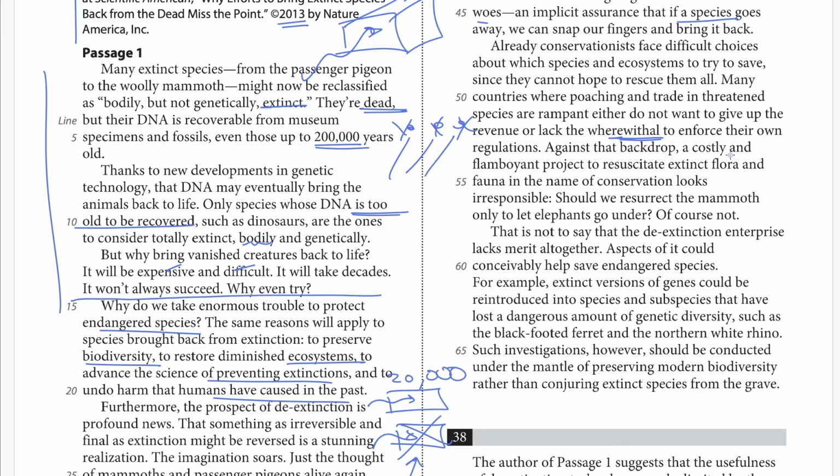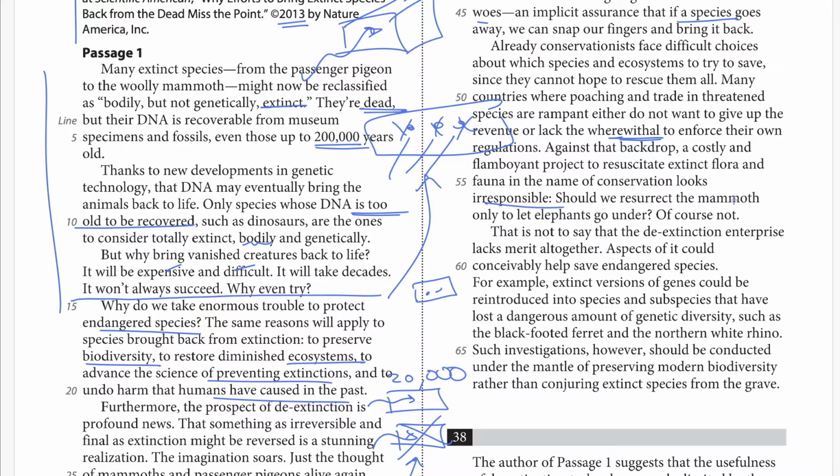Against that backdrop, a costly and flamboyant project to resuscitate extinct flora and fauna in the name of conservation looks irresponsible. So there's already trouble here, and you're going to come in and say, hey, that doesn't matter, even if they're dead, we can resuscitate them, right? That sounds irresponsible. So the key word is irresponsible. That's the whole idea over here: this idea is great, it's cool, but it's irresponsible.